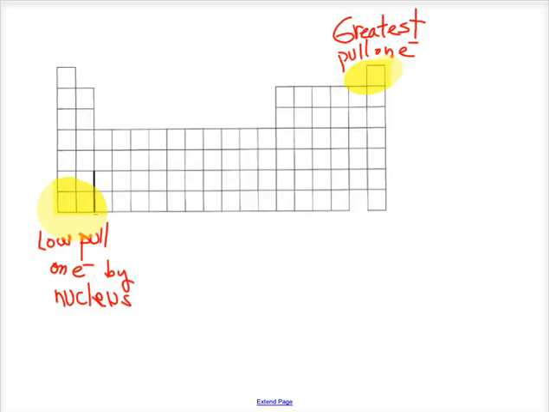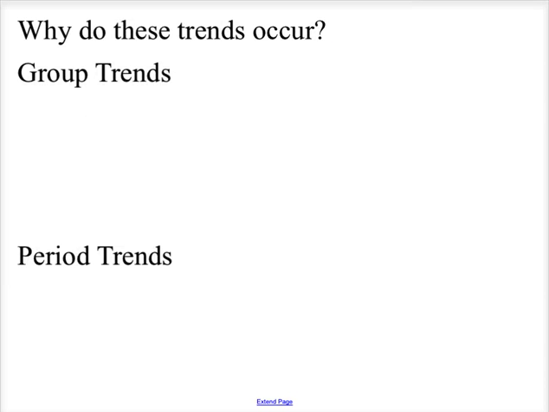And so if you look at the regions of the periodic table, there are definite extremes to one another. Understanding the trends and the reason behind the trends is a little bit easier to do with group trends as opposed to period trends, and that's what I'm going to talk about now.